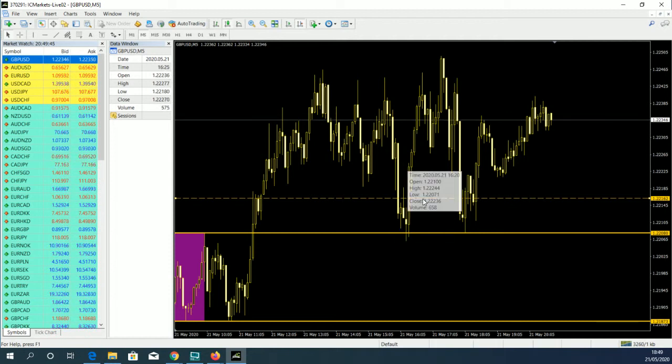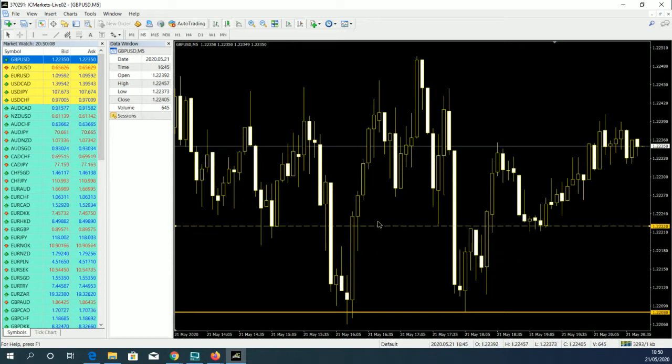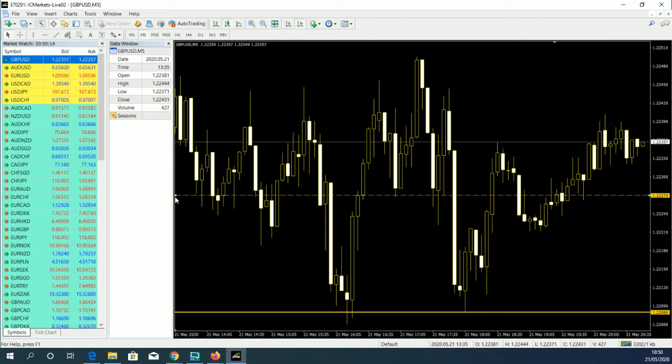So now, after this one has touched the line and this candle bounced back, let me make it bigger. If you are using this as a re-entry, this candle touched the line, this one bounced back, is still touching, so that will be your entry point here. That will be your entry point if you are using this as a re-entry.